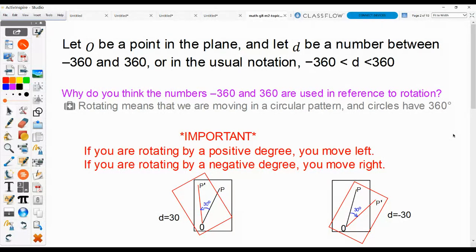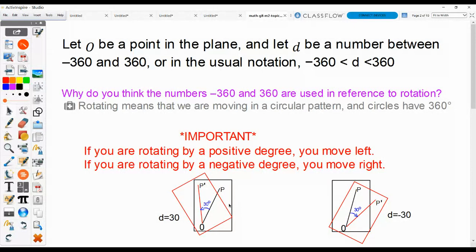Why do you think we're using the numbers negative 360 and positive 360 in reference to a rotation? Well, the reason is that rotating means that we're moving in a circular pattern, and circles have 360 degrees. So depending on which direction you rotate, you can have up to a negative 360 or a positive 360. Now, this part is very, very important. If you are rotating by a positive degree, you move left. If you're rotating by a negative degree, you move right.